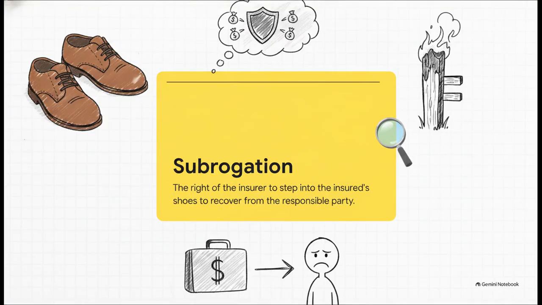Next up is subrogation. This literally means stepping directly into the insured's shoes. Basically, once an insurer pays a claim, they legally acquire the right to sue the at-fault party using the insured's name to recover those funds.